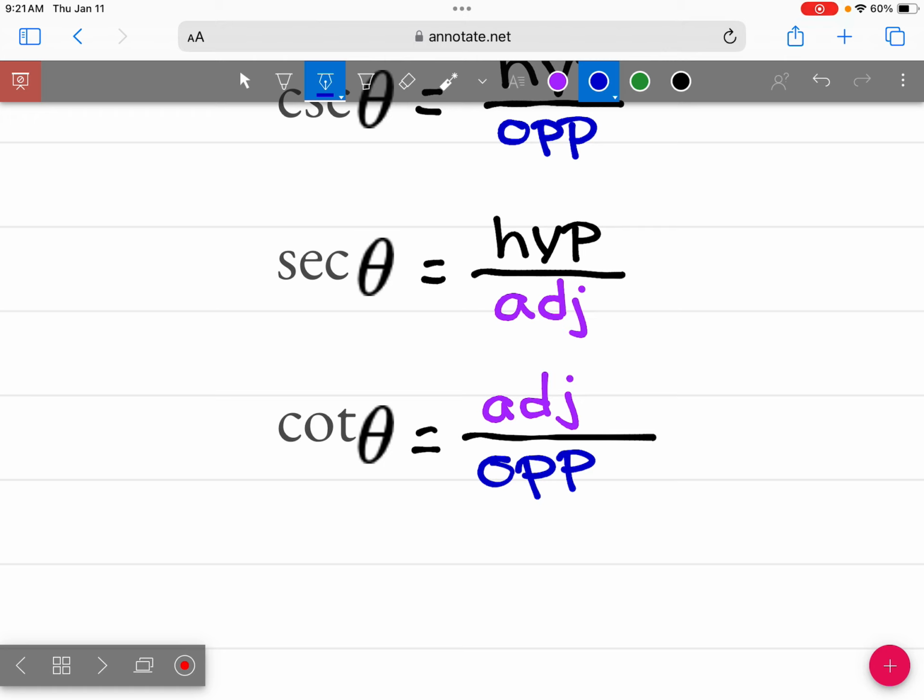Questions on any of those pieces as they are? It's always related to where our theta is, which angle we're talking about. The adjacent is the side touching. It didn't touch the screen. And the opposite is the side it faces.